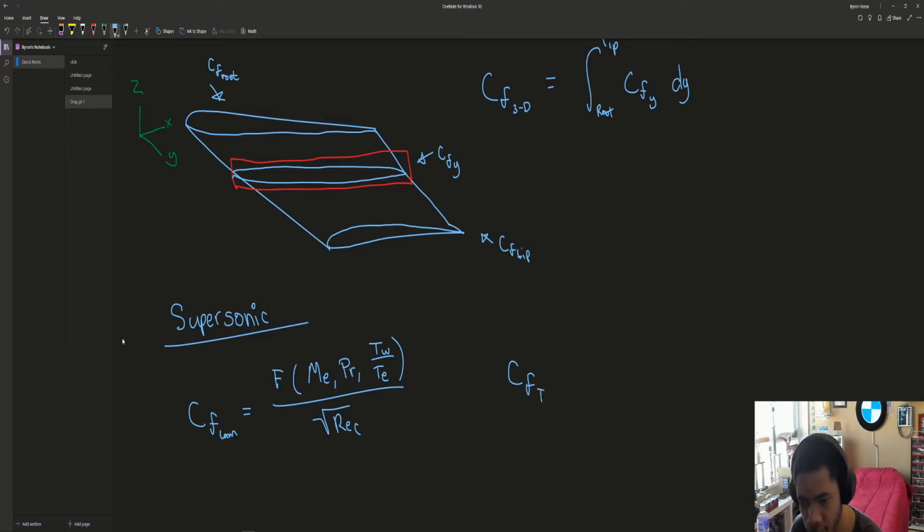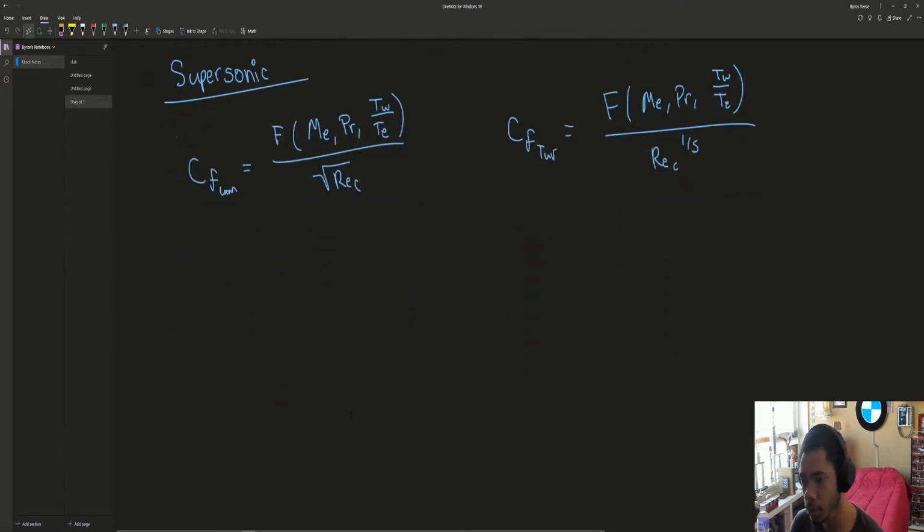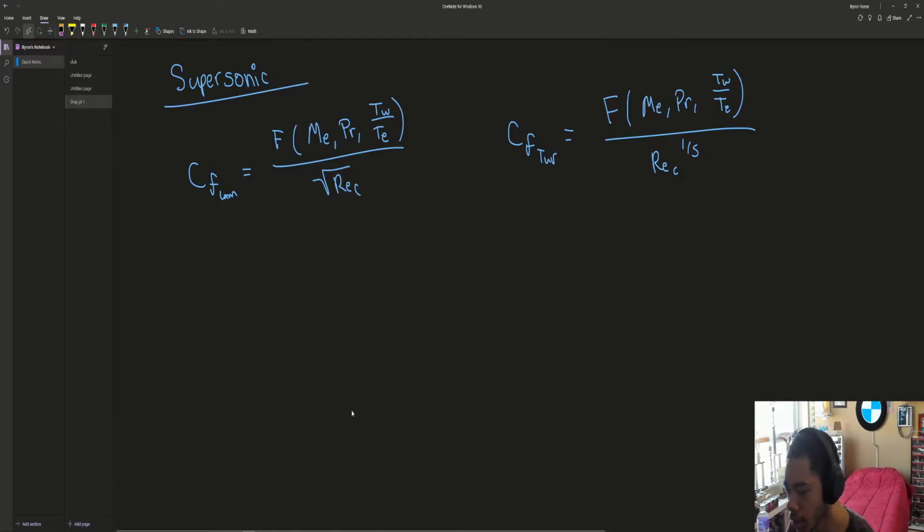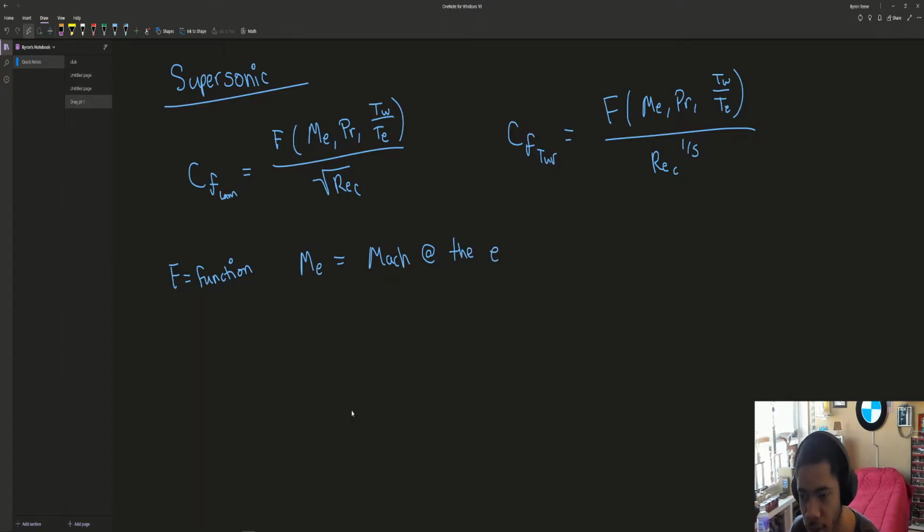And then for your turbulent layer, it is a function of that same ME, PR, TW over TE over REC to the 1/5. Now these functions that we have here: first we have ME. And here, this is our Mach number at the edge of the boundary layer.